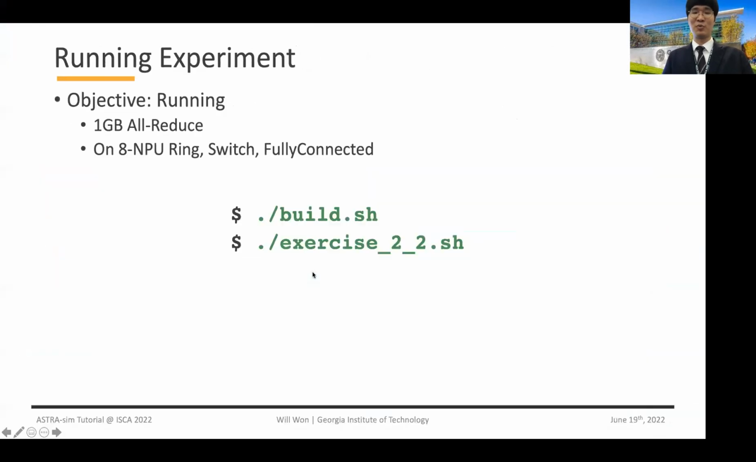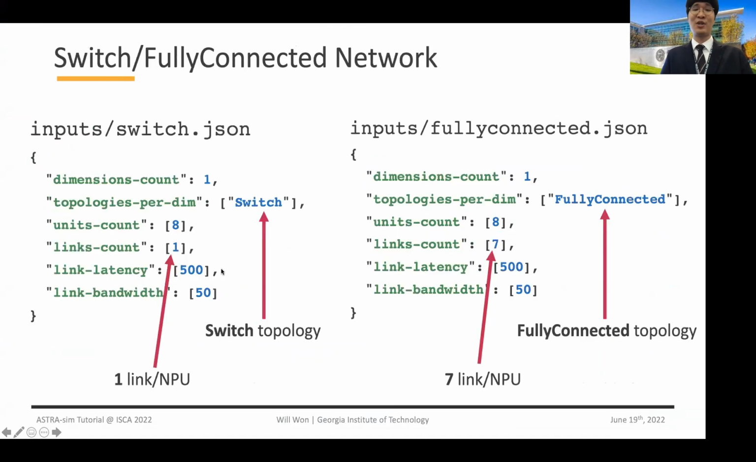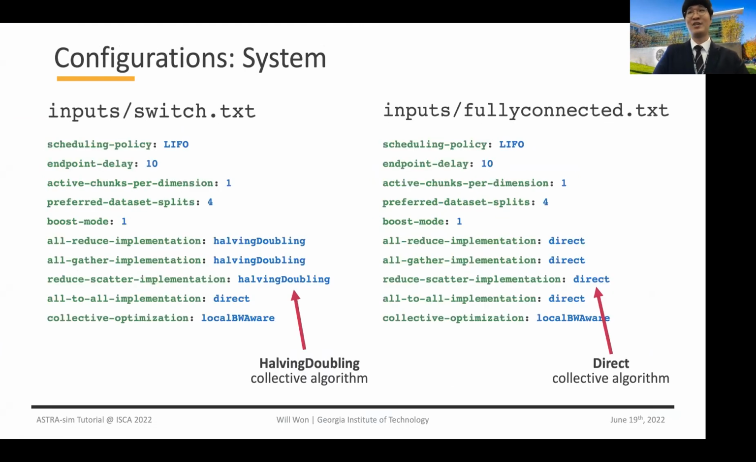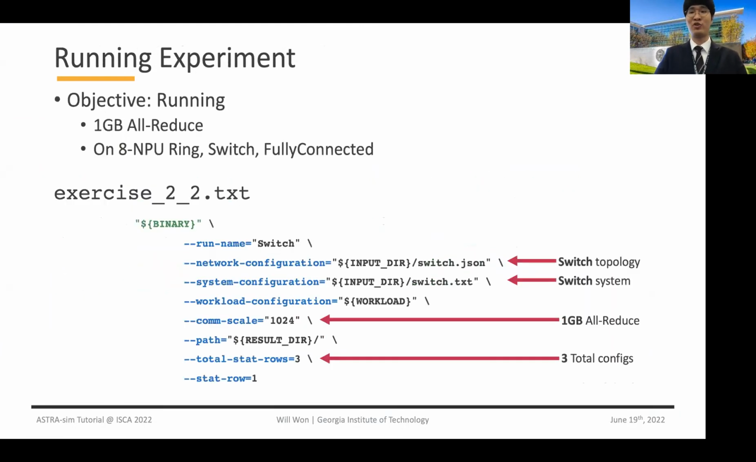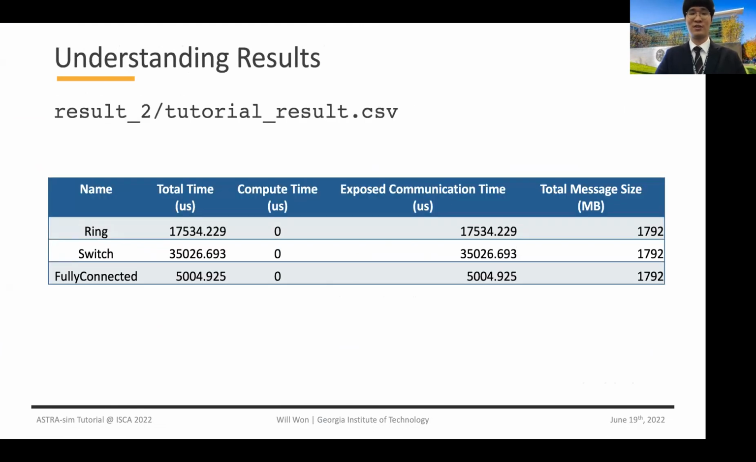If you see the topology file, we left the link latency and bandwidth the same, at 50 gigabytes per second. Yet this fully connected topology has more physical links, 7, whereas the switch one has just 1 link. That's why fully connected was able to become the fastest topology. But it's costly, which we should take into consideration.